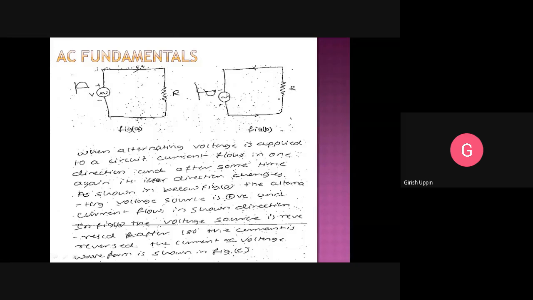So if you see here, the alternating voltage that is applied to a circuit is changing its magnitude as well as changing its direction. Every half cycle it is changing its direction. Current will also follow the same pattern. Current will increase according to the voltage applied, and it will flow in one direction. As soon as the voltage changes direction, the current also changes direction.